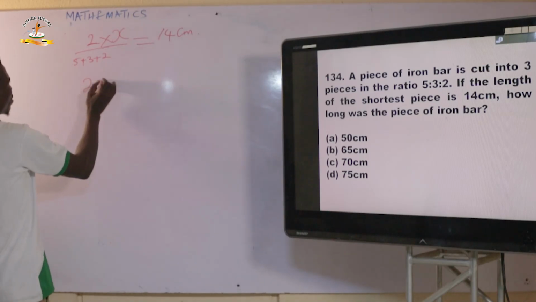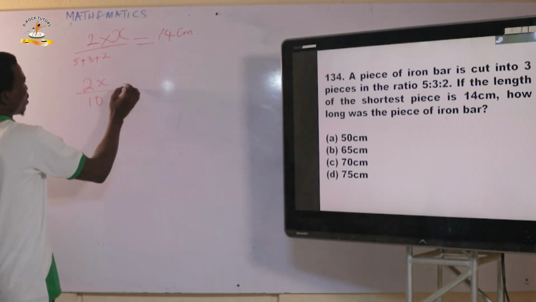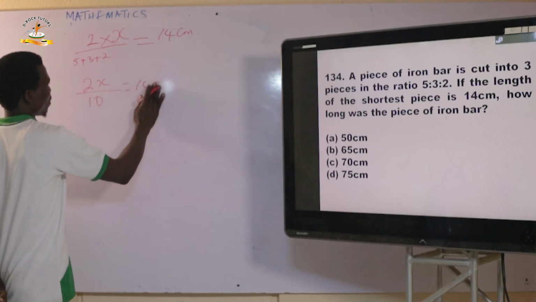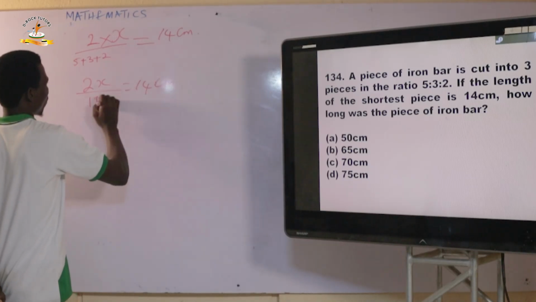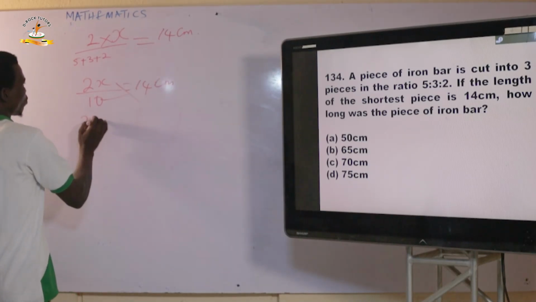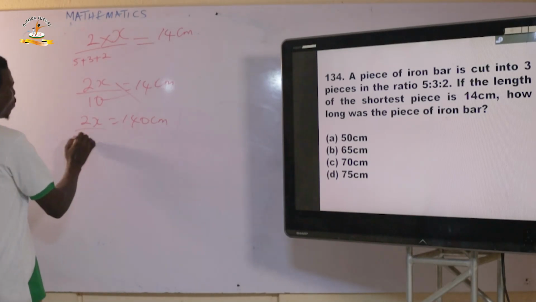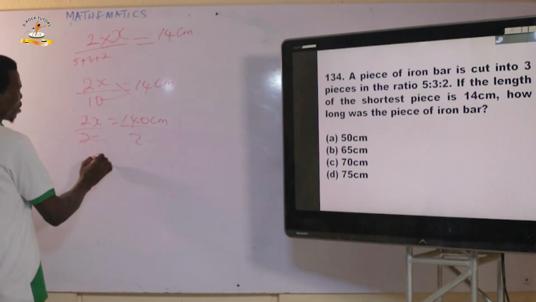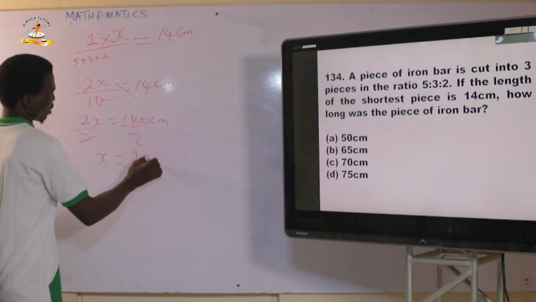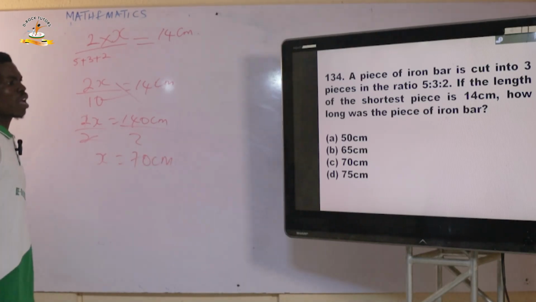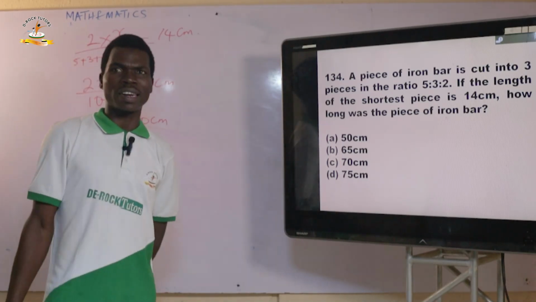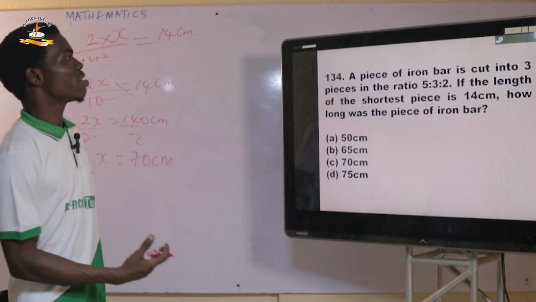So 2x all over 10 is 14 centimeters. And when you cross multiply, you have what? 2x equals 140 centimeters. Divide both sides by 2, you have what? x equals 70 centimeters. That is the length which we are looking for, and that option is option C.